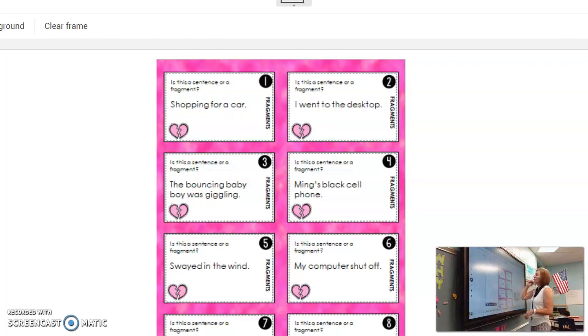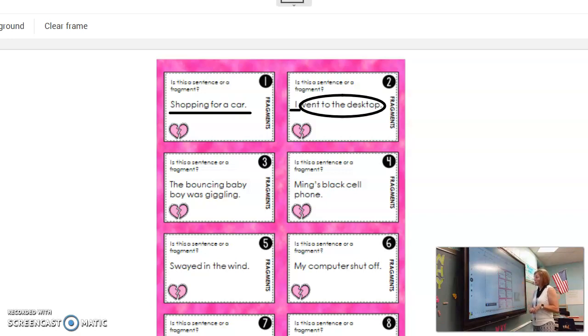Okay. So shopping for a car. If I look at shopping for a car, that's actually a predicate. It's what is happening. But we don't know who's shopping for a car. So if I wanted to, I could say Mrs. Day is shopping for a car. My father is shopping for a car. We are shopping for a car. By adding Mrs. Day or my father or we, those are subjects, it makes our sentence complete. If I look at I went to the desktop, I know who, I, and I know what is happening in the sentence, went to the desktop. So that one's actually a complete sentence.